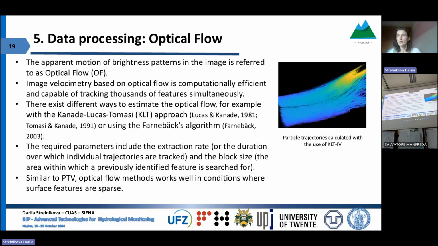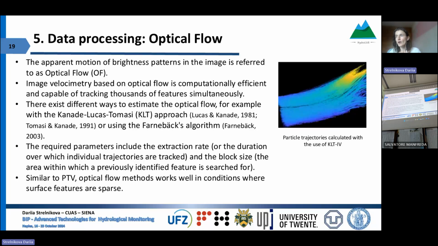For optical flow algorithms in general, we need just two parameters to be set by the user. This is the extraction rate, so how long do we track individual trajectories, and the block size, what is the size of the search area. This makes optical flow algorithms relatively easy to apply because there are not very many degrees of freedom, and for less experienced users, it's easier to play with and to find optimal settings for analysis in a particular study case. And optical flow algorithms, similar to PTV, work well in conditions where there are not many traceable features.